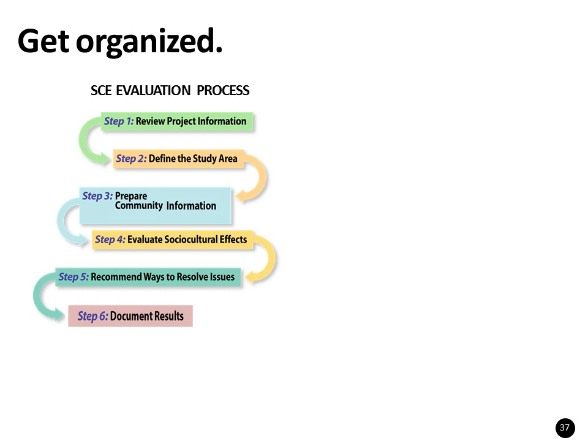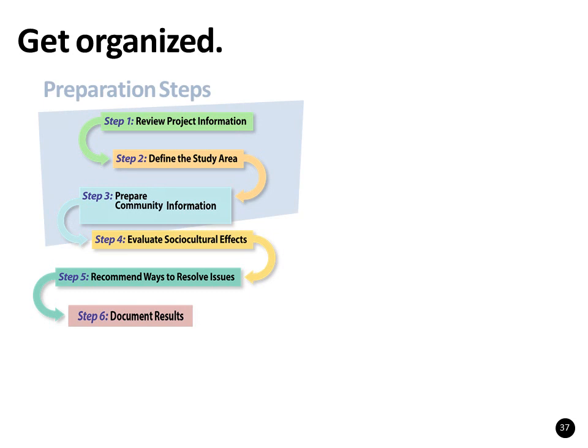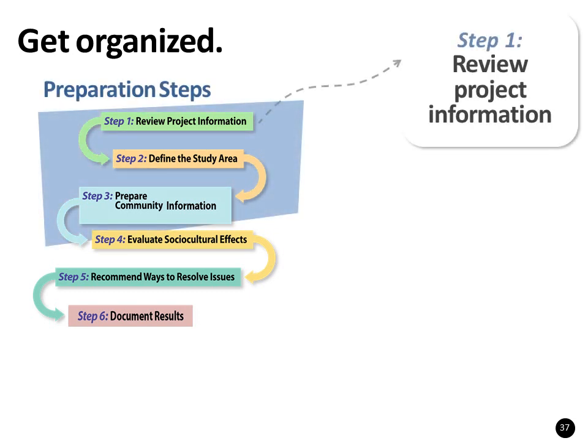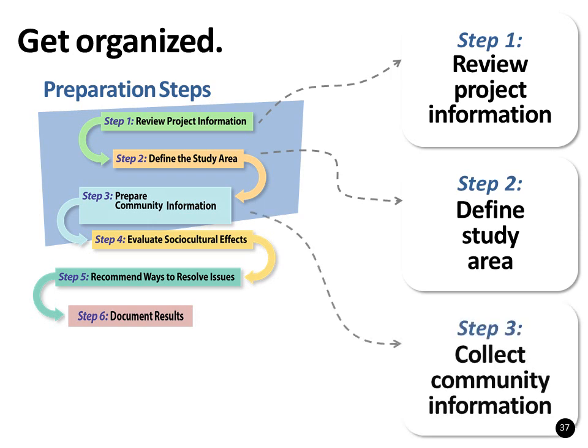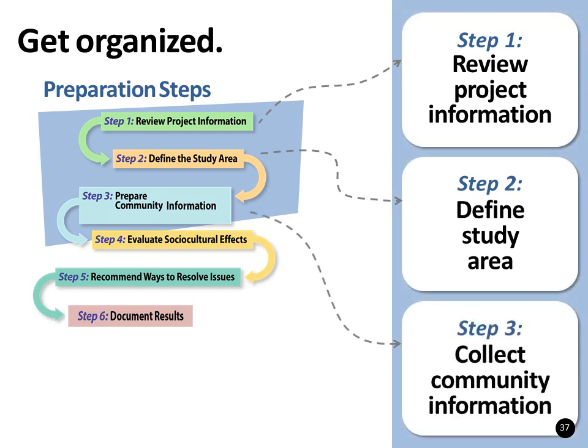Steps 1 through 3 of the process are preparation steps. In Step 1, we review the project information. In Step 2, we define an initial study area. And in Step 3, we collect data about human communities and community resources in the study area.